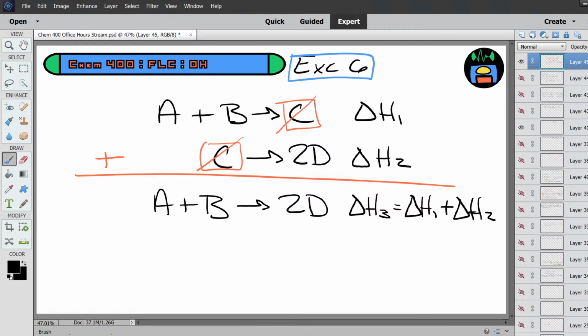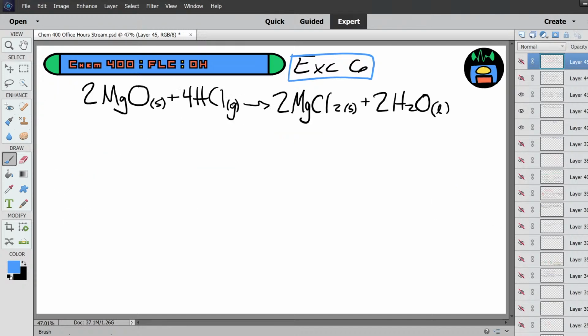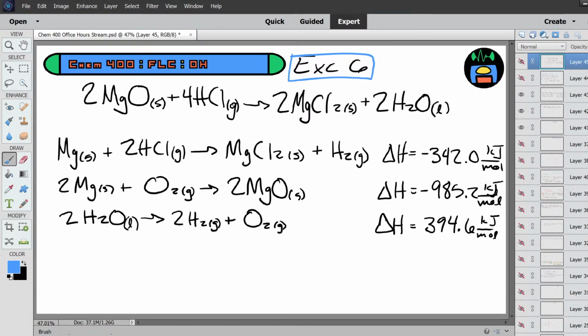All right, so these are the rules of the game that we're going to use. And the last step of all of these problems will be this third rule right here, where you take your reactions, add them together, and you want the stuff that's not in your goal reaction to cancel, like our C's, and then you want the stuff that is in your goal reaction to stay. All right, with that in mind, let's take a look at what we have to work with here.